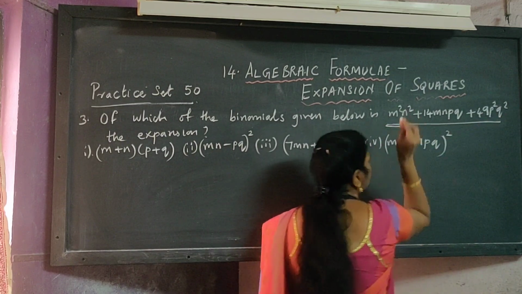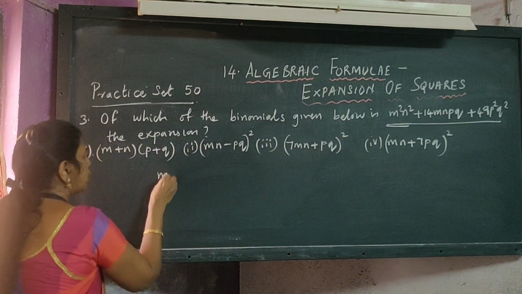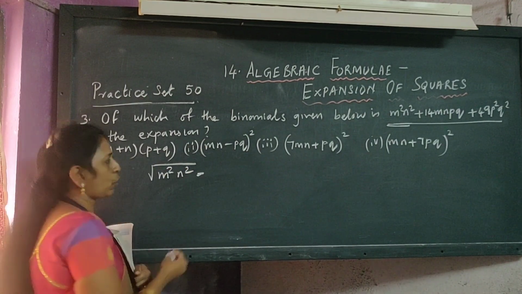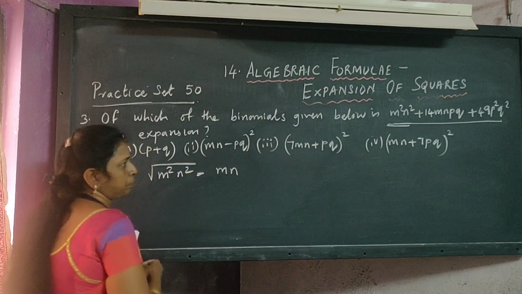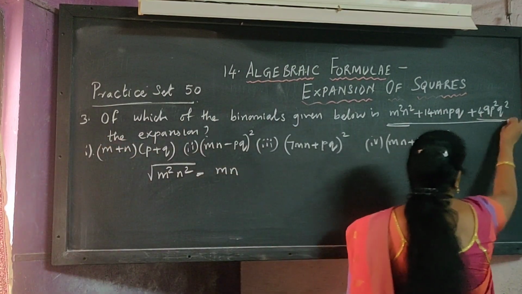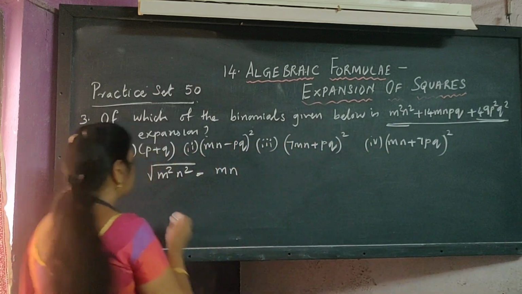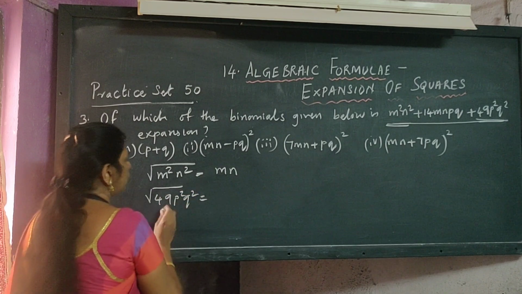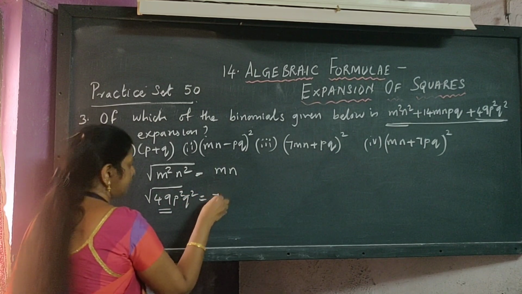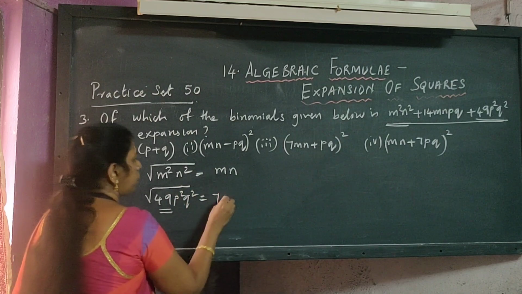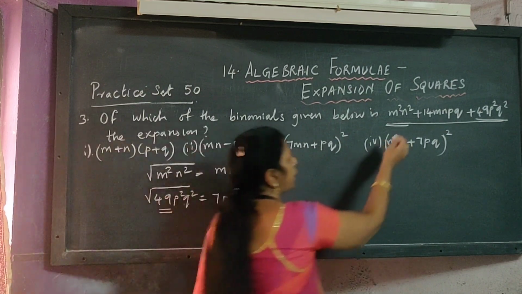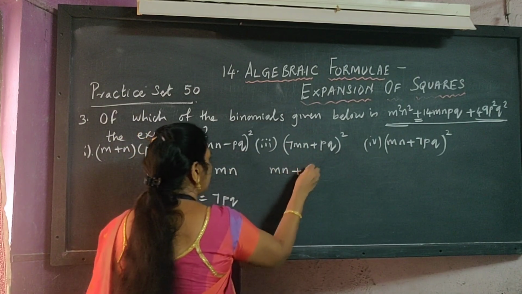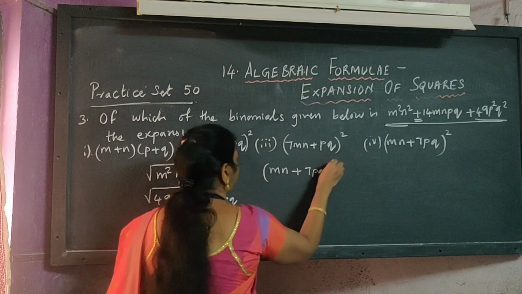So first we will see the first term, m square n square. We will find the square root of this. What is the square root of m square n square? It will become mn. What is the last term? That is 49 p square q square. The square root of 49 p square q square: the square root of 49 is 7, and p square q square will become pq. Now the sign is plus. So mn plus 7pq the whole square.